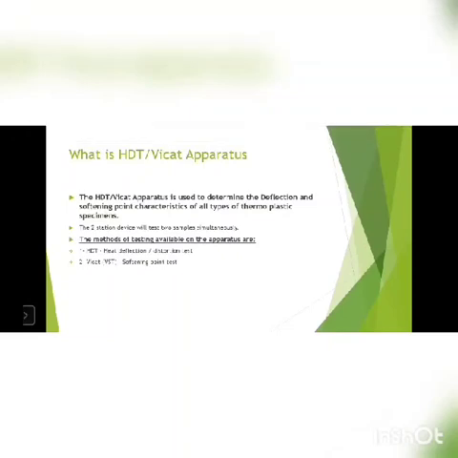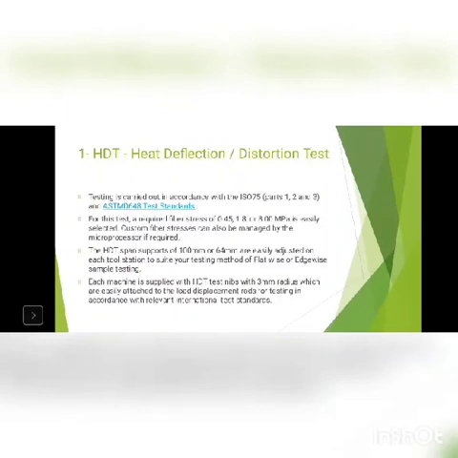There are two or three methods available for testing. The first one is HDT, the heat deflection or heat distortion method. The ASTM standard for this test is ASTM D648. Certain pressures are required for this experiment: 0.45, 1.8, or 8 megapascal. Each machine is supplied with HDT test nibs with 3 millimeter radius.